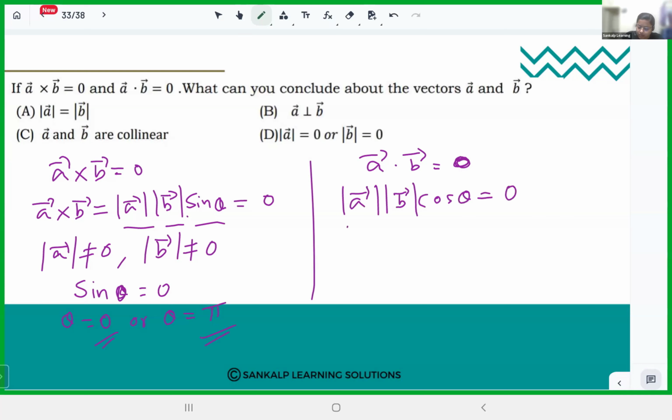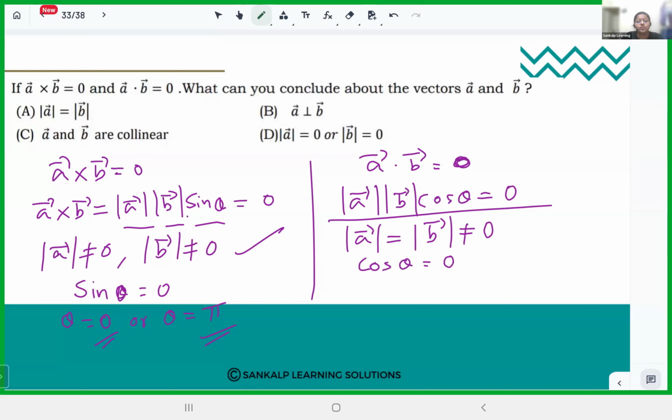Here also, since in the first case we have taken that magnitude of A and B is not equal to 0, let's take magnitude of A and magnitude of B is not equal to 0. Now what will happen here? The only possibility for this product to be equal to 0 is when cos theta is equal to 0. So consider cos theta is equal to 0.